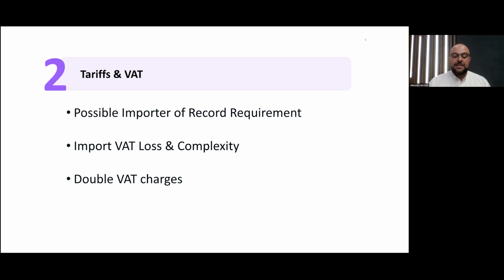So this is something that needs to be set up correctly and doesn't necessarily need to be done with the likes of an importer of record service or with the likes of your client having to be the importer of record. And that's something we'll touch on a little bit later.